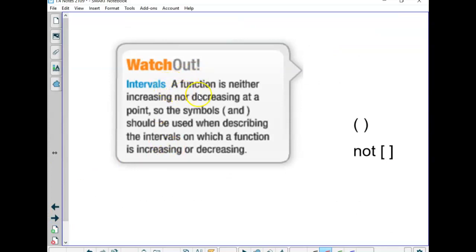This is a warning. It says a function is neither increasing nor decreasing at a particular point. So you never include the endpoints. It's always soft parentheses. Everybody good? Increasing, decreasing, or constant, you don't need brackets.